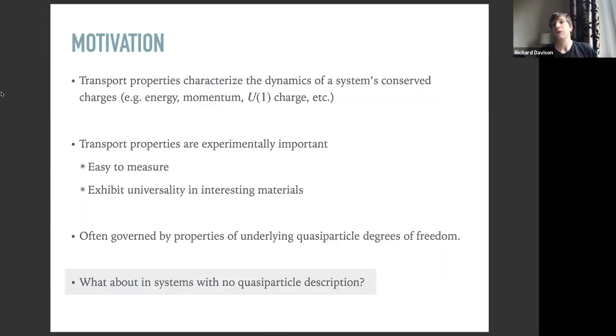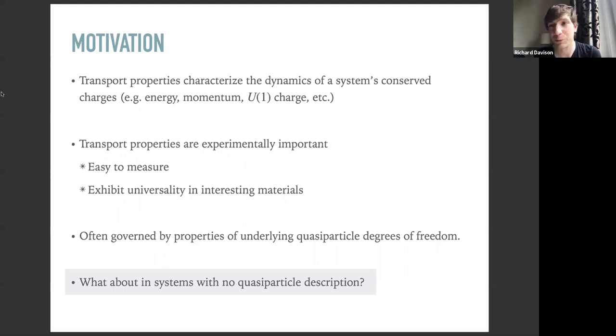Okay. So before I get into the details and the results, let me first of all give some brief motivation about why one might be interested in transport properties, particularly in holographic systems. So transport properties are just certain properties of a system that characterize the dynamics of that system's conserved charges over some suitable length and time scales.